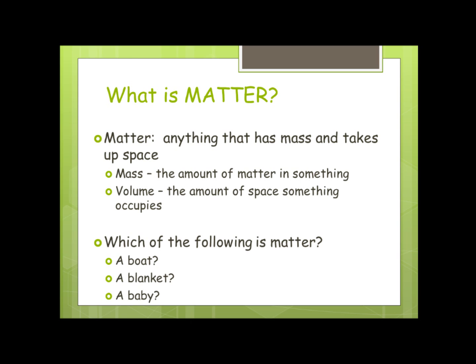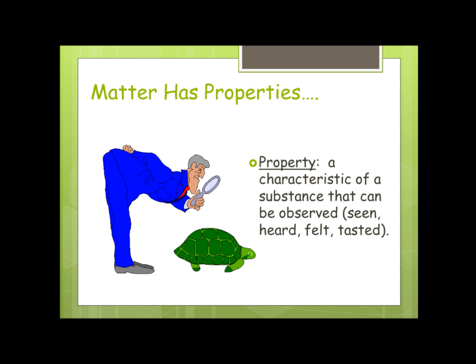Now, one important thing about matter is that it has properties. Property is like the scientific word for characteristic. A characteristic of my house, for example, is that it's made of brick. So a property is the same thing as a characteristic. It's a characteristic of a substance that can be observed. Anything that you can see, hear, feel, or taste is a property of that object.